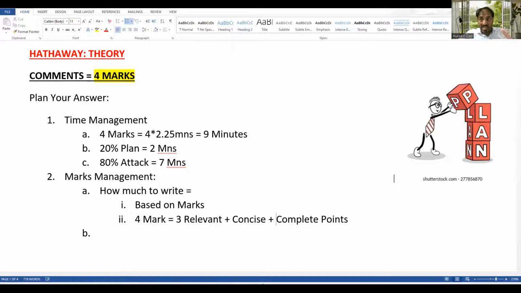If you are focusing on concise, do not ignore that your points must be complete. All the matters you have to cover. That's the quality of your answer. Time by time, you will be able to incorporate all these ingredients. Don't worry.